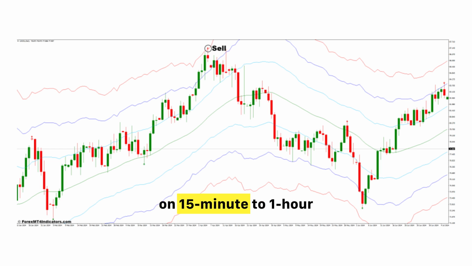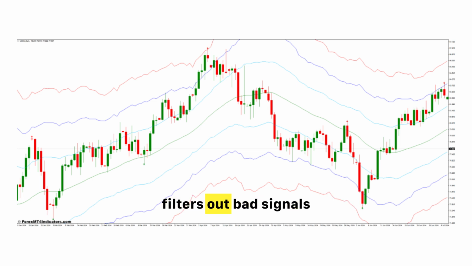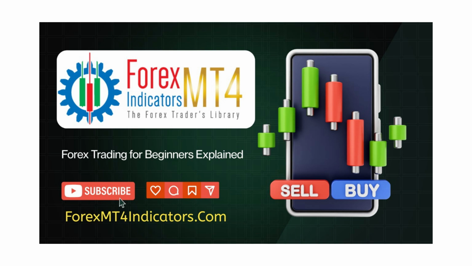Works great on 15-minute to 1-hour charts. Set your stop loss just beyond the ATR channel to allow for volatility, and always check higher time frames for trend alignment. It filters out bad signals fast. This strategy is simple, visual, and effective.